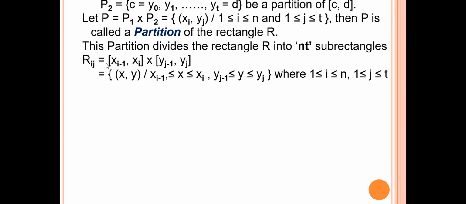So Rij is given by [xi minus 1, xi] cross [yj minus 1, yj]. So this can be given as a set of all those (x, y) such that x lies between xi minus 1 and xi, and y lies between yj minus 1 and yj, where i is from 1 to n and j is from 1 to t. So this is the sub rectangle. This is called as sub rectangle Rij.